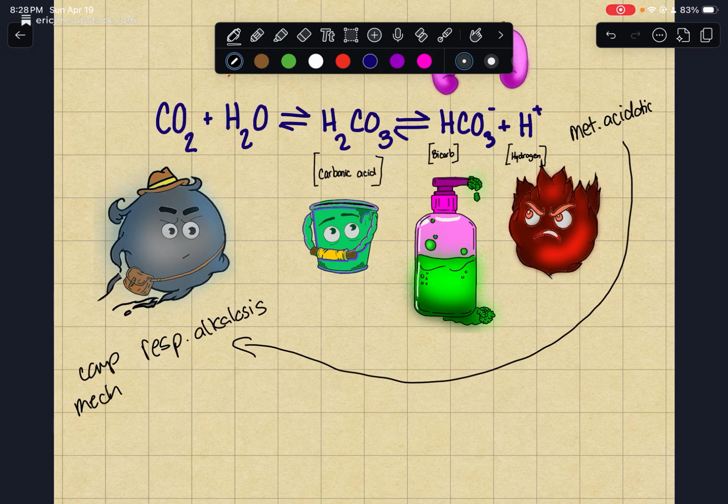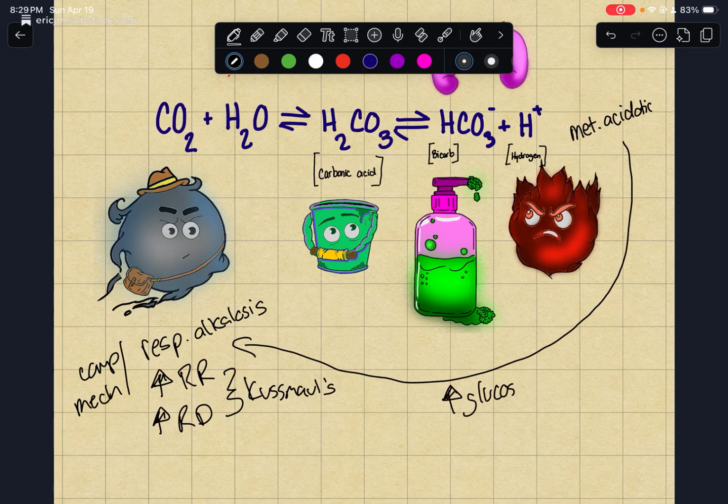I'll just put here compensatory mechanisms. That means your patient is going to have increased respiratory rate and increased respiratory depth. That looks an awful lot like Kussmaul's respirations. Usually you'll see that with high glucose. You see that with DKA. We could see this with sepsis. There are some other conditions, but those are the main ones we'll find.